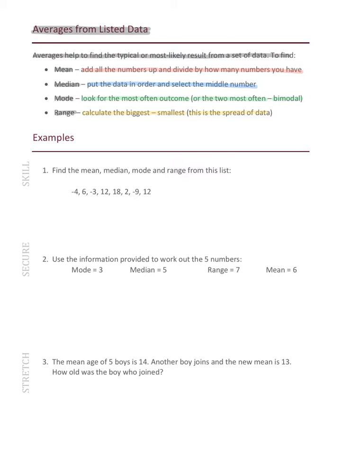Once you've written all of that down, we're then going to look at our examples. Example number 1: find the mean, median, mode, and range from this list. We're going to start with the mean. What we want to do is add all of the numbers up and then divide by how many numbers you have. So we're going to add them all up.